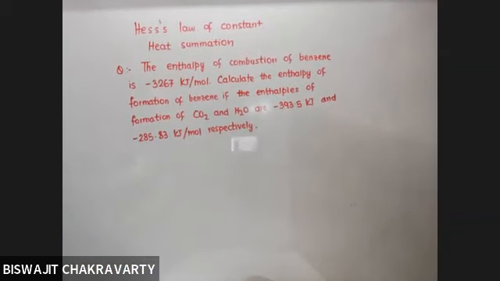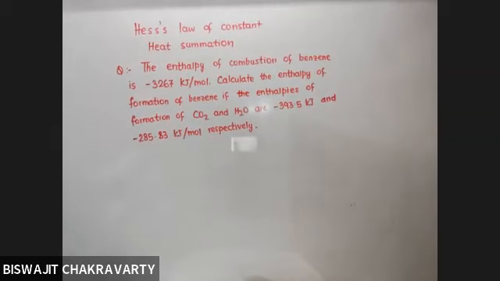Okay, so first you write down the question with proper values, whatever has been provided. The enthalpy of combustion of benzene is minus 3267 kilojoules per mole. Calculate the enthalpy of formation of benzene if the enthalpies of formation of CO2 and H2O are minus 393.5 kilojoules and minus 285.83 kilojoules. Written? Yes, sir. Can I proceed?